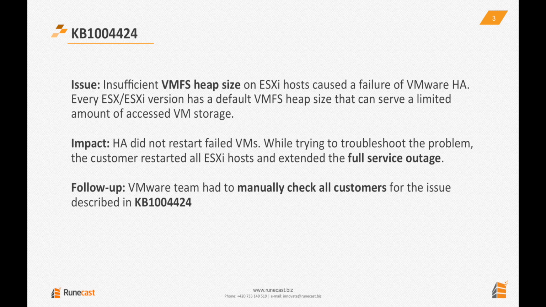This is the KB over here. Some of you might recognize it. It's related to wrong configuration of the VMFS heap size of the ESXi hosts. We had that on one customer. Due to wrong configuration of the VMFS heap size, VMware HA did not work properly. So one of the hosts failed, and HA could not restart the virtual machines on the surviving host, which caused a really big panic for that specific customer, and they started restarting the rest of the ESXi hosts because they didn't know what was going on. So there was a service impact that continued for almost 2 days until we found the root cause. And the root cause was what's described in this KB article.